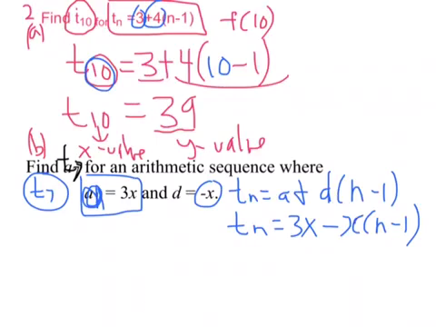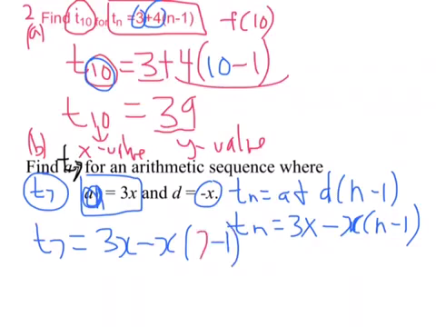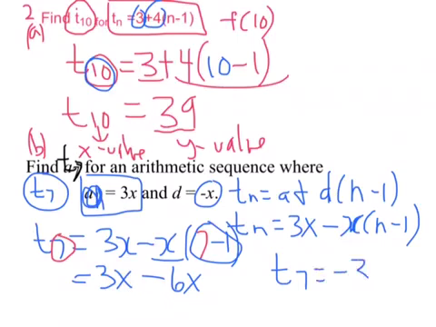So I need to figure out what T7 is. So T7 equals 3x minus x times 7 minus 1. So I'll circle that 7 there. So everywhere where I see n, I replace it with 7. So this now will equal 3x minus, that's worth 6. So negative x times 6 is minus 6x. T7 then equals negative 3x.